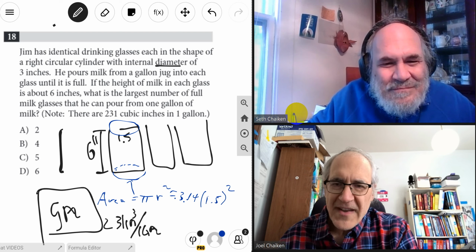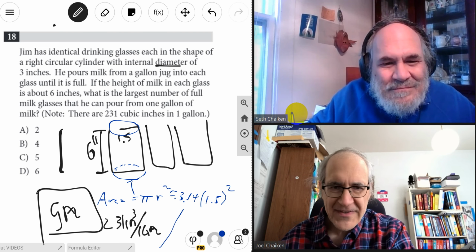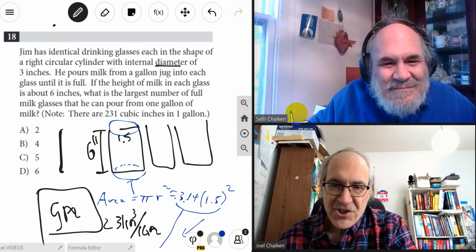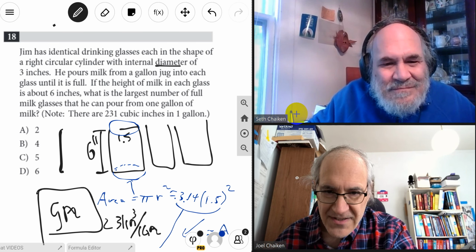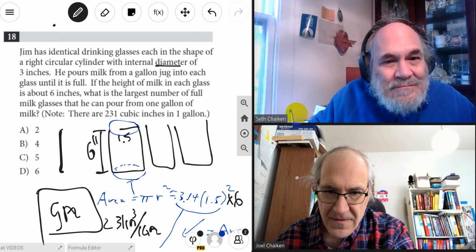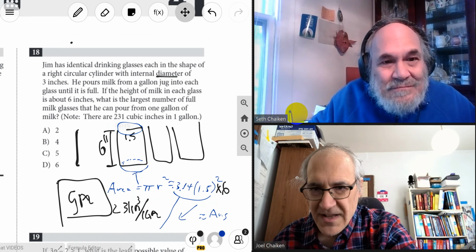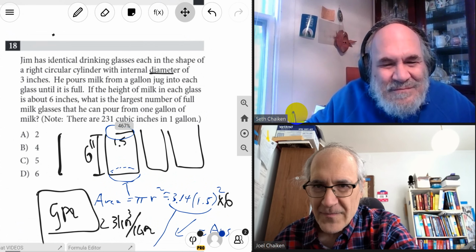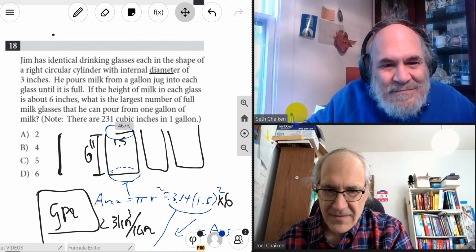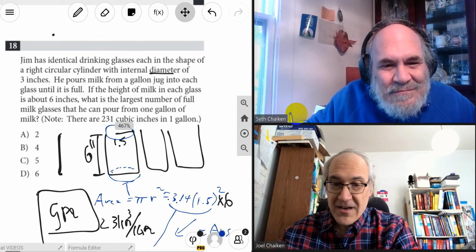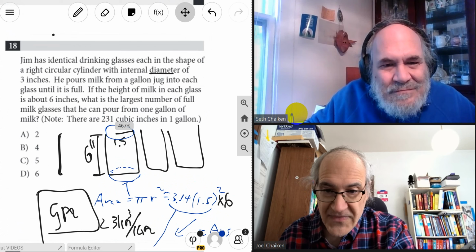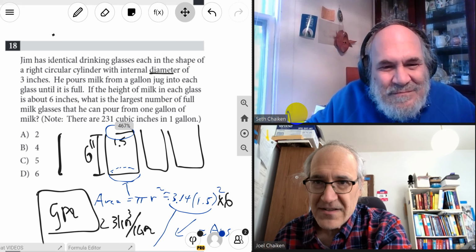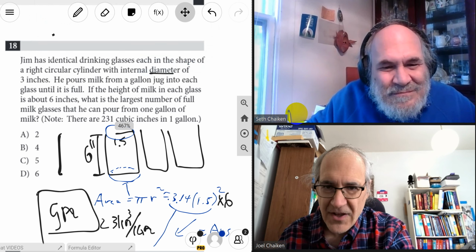Now, you need to know the volume of a cylinder, which I think is given to you up there on the reference sheet. So the volume of the cylinder is this times 6. This is a calculator question, by the way, so we better get our calculators ready. This is the volume of 1 glass.